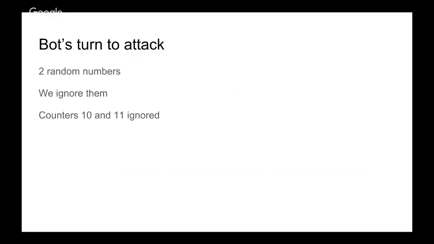So again, the random number function gets called twice to generate random numbers where the bot wants to place its rockets, right? We don't care about it. We just let it go. We just ignore it.